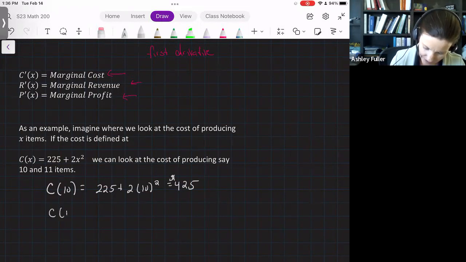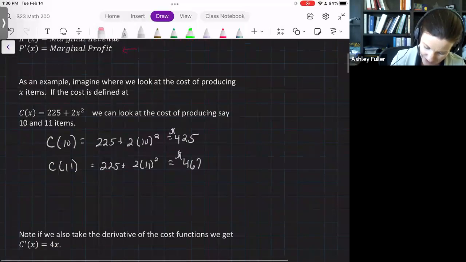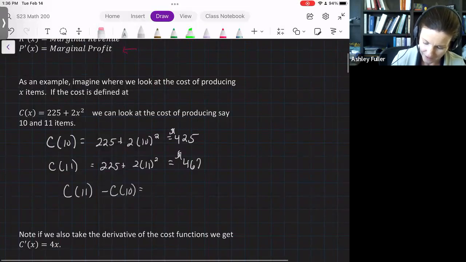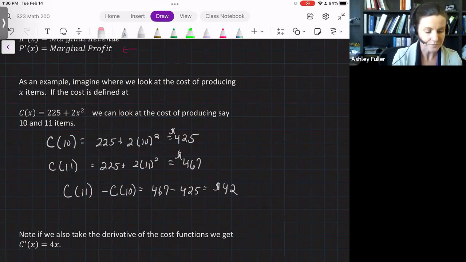Likewise, if I plug in C of 11, I'm going to get the cost of producing 11 items will be $467. When I calculate the difference then in the cost of 11 items and the cost of 10 items, I have 467 minus 425, which results in a cost difference of $42.